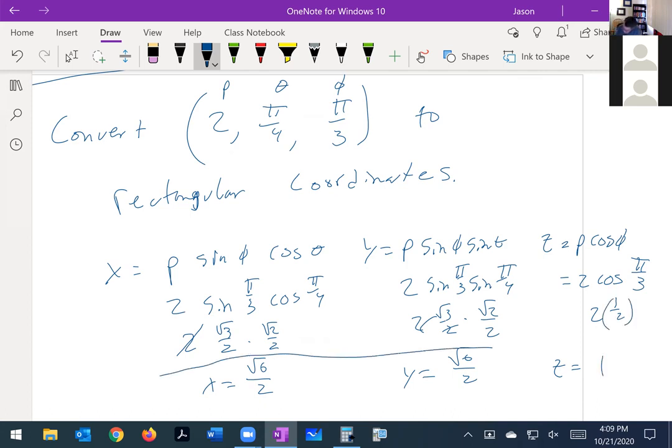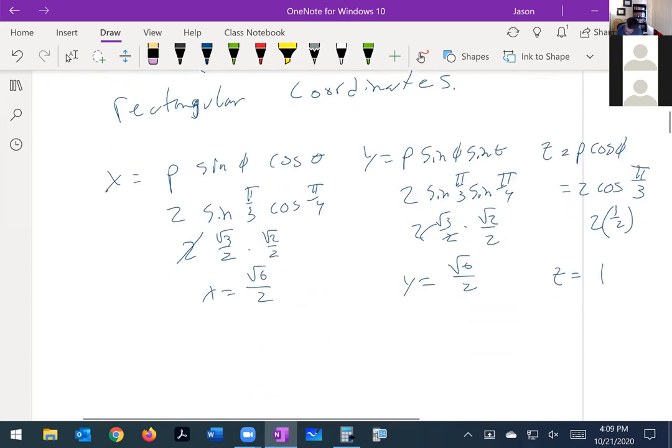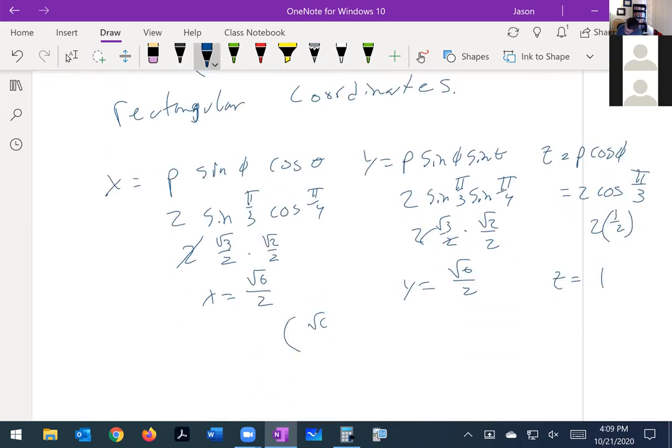So I'm going to write this as a coordinate: radical 6 over 2, radical 6 over 2, comma 1. That's how I would represent that in rectangular coordinates.